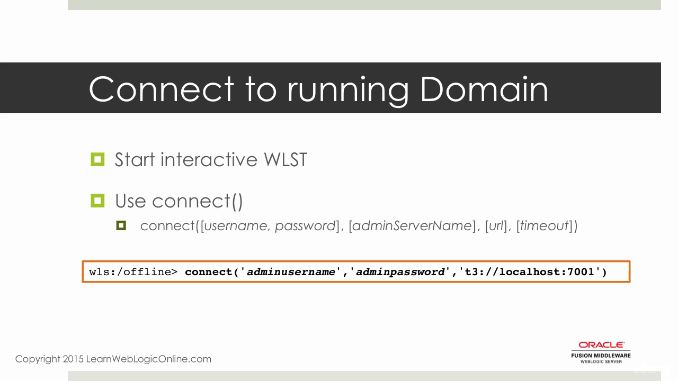You can launch WLST.sh, and then you connect to it, and you can pass in the username, password, and the admin server name, and this is optional. You really only need to pass in the URL to the admin server. If you leave out the admin username and password, you will be prompted for it.